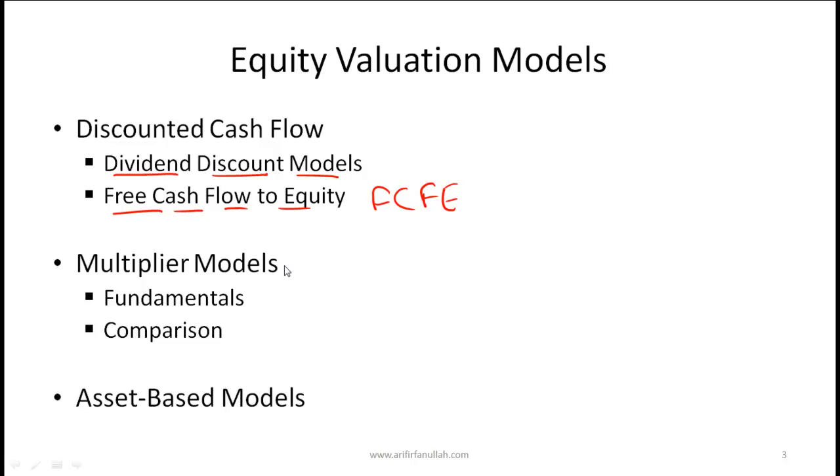With multiplier models we use multipliers such as the price earnings ratio, and here there are two subcategories: the multiplier method based on fundamentals and the multiplier method based on comparison. And finally we have asset-based models.